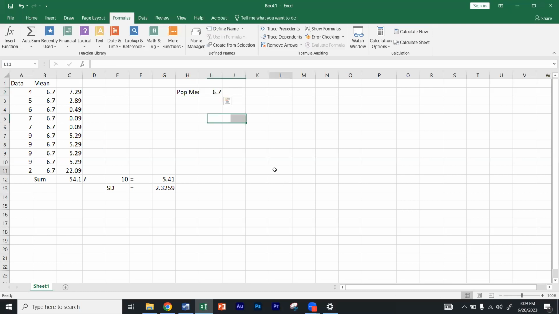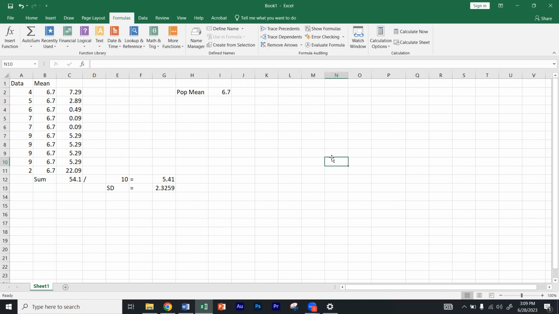So you can just change a couple of numbers. So for instance, if you replace this with 7, look at the population mean will change. I don't want to change it. So to me, Excel is a good way to do some of these calculations. You can, of course, use your calculator. I don't see a problem.